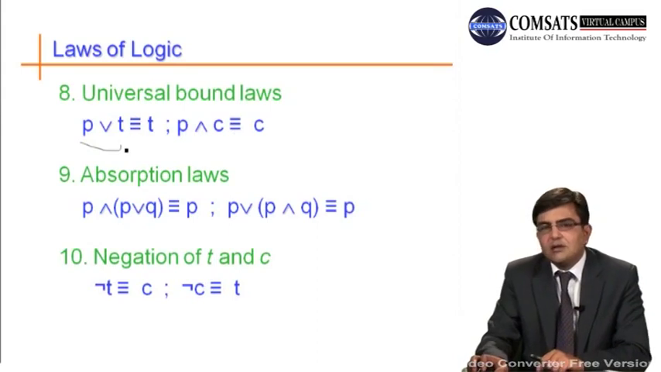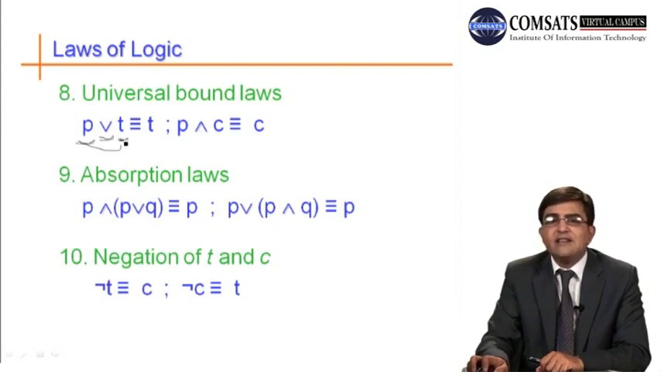this compound proposition is logically equivalent to T, because we have the disjunction operator here, and we know that whatever the value of P, T is a tautology and it is always true, and we know that the disjunction of two propositions is true when at least one of the truth values of the propositions is true. So T is always a tautology, therefore at least one truth value is true, therefore P or T becomes a tautology. This compound proposition will always be true.